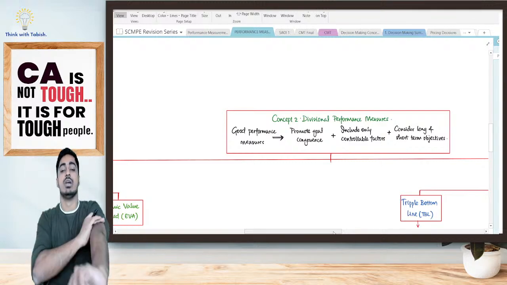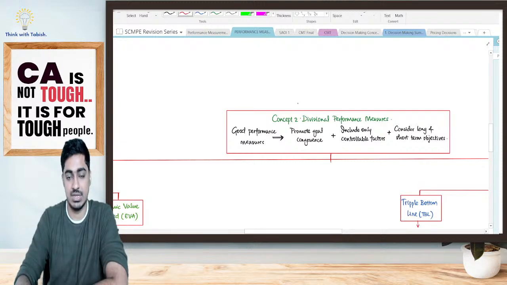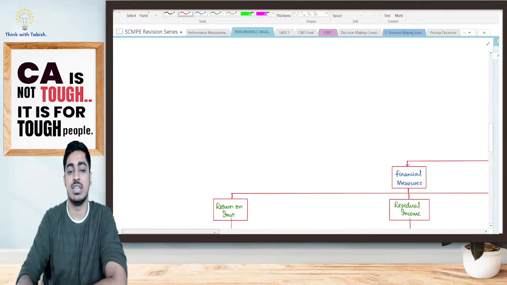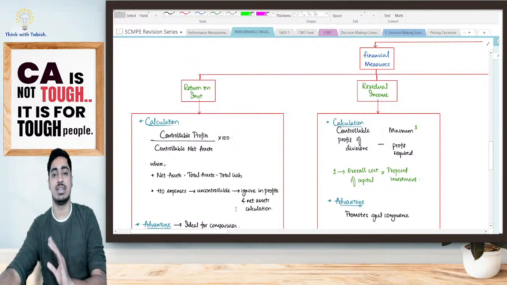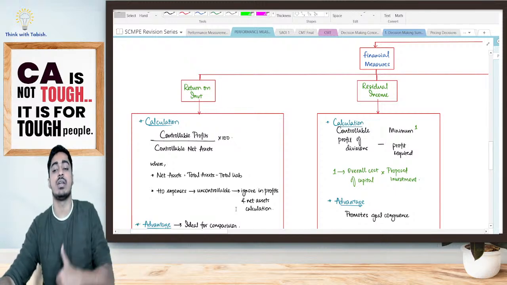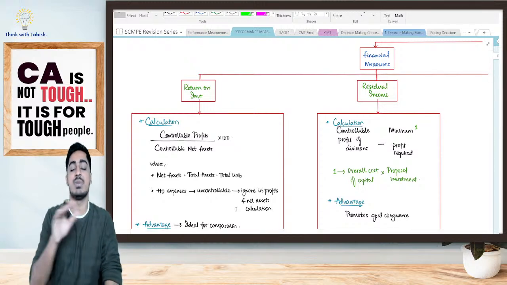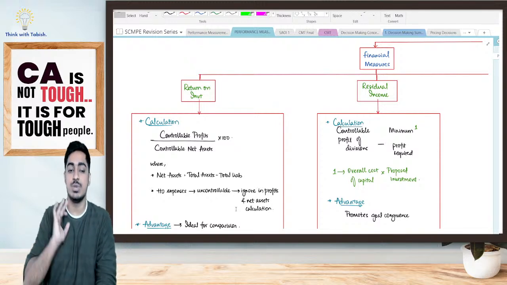Okay, now divisional performance measures, quickly let us revise. It is 152. Yes, so we have told financial measures are there, non-financial measures are there. In financial, first, return on investment. It is return divided by investment, that is controllable profit divided by controllable net asset into 100. Where net asset is total assets minus total liabilities. Head office expenses are not controllable, so should be ignored.